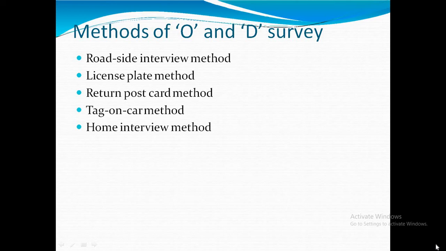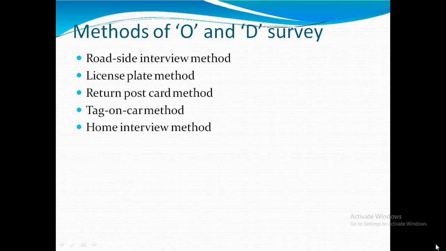And another one is the tag on car method. In this method, a pre-coded card is stuck on the vehicle as it enters the area under study. This kind of method is used for toll booths. Automatically they are taken, and recently the Indian government launched FASTag for vehicles. So automatically when the vehicle enters that particular place, they scan it. So we need to overcome the traffic at that particular place.